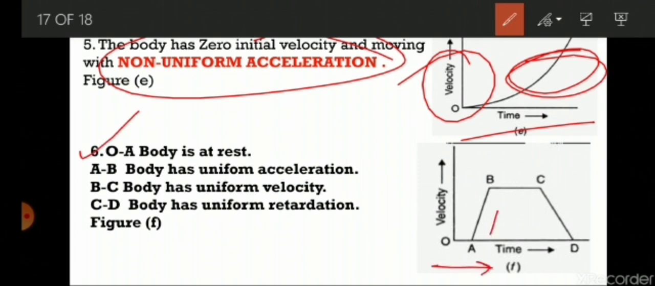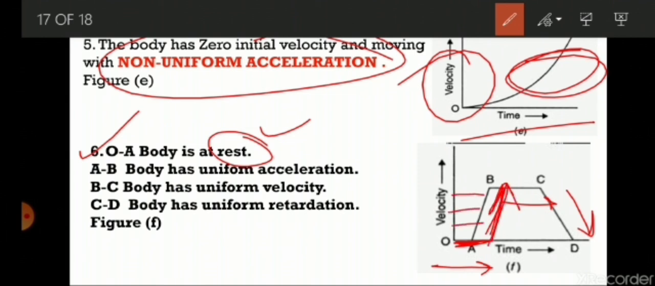Then the sixth graph: OA, then AB, then BC, and then CD. What are these graphs representing in velocity time? OA means the body is at rest. ध्यान से देखिए, time is increasing but velocity is 0. If velocity is 0, the object is at rest.